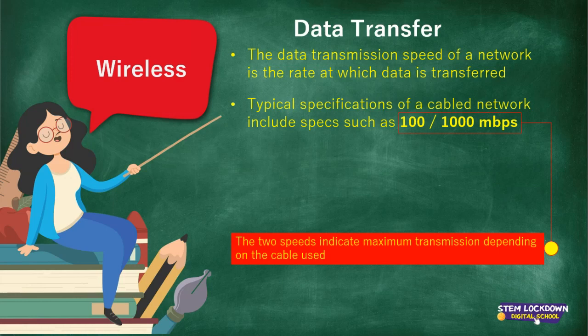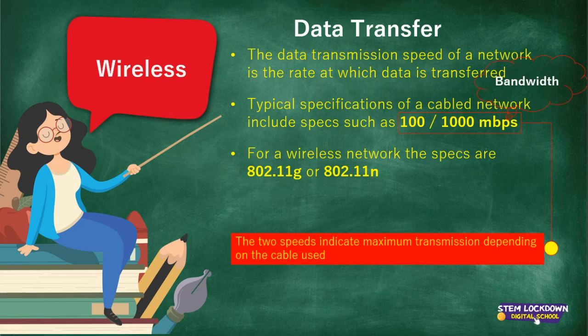So what does that specification mean? It means that the two speeds indicate the maximum transmission depending on the cable used, right? So these are some of the specifications that you really need to look out for. And you should have in mind that this simply refers to bandwidth, and we said bandwidth is the amount of data that can be transmitted from one point to the other.